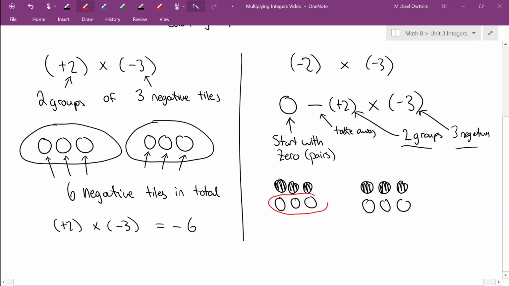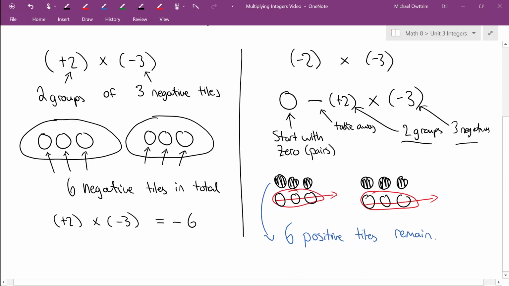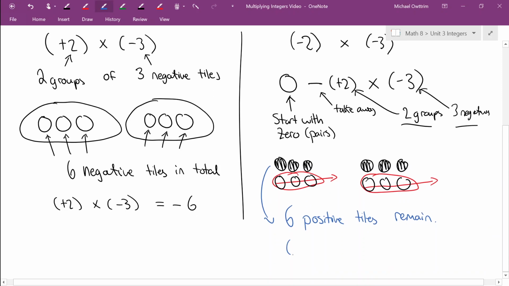To represent that, I'm going to circle the ones I'm taking away, draw my takeaway arrow through them. That's one group of 3 negatives being taken away. And a second group of 3 negatives being taken away. Now what is left? What's left is these top shaded tiles, and that is 6 positive tiles remain. And so I can say that my product of negative 2 times negative 3 is positive 6.